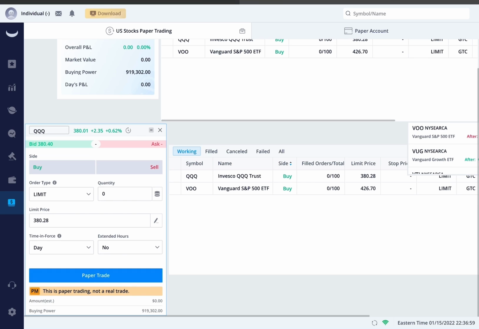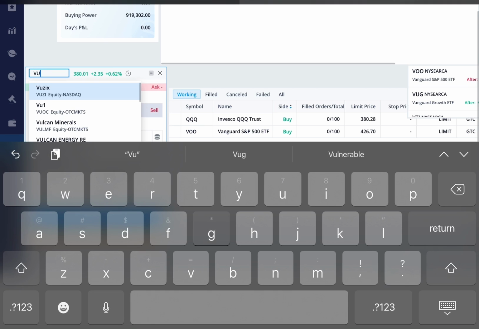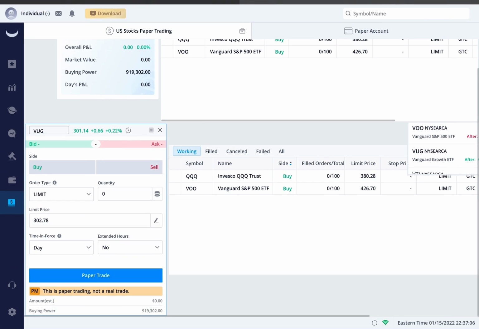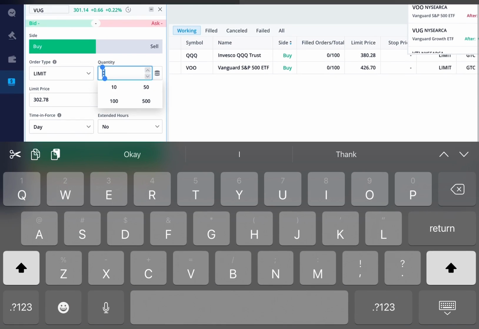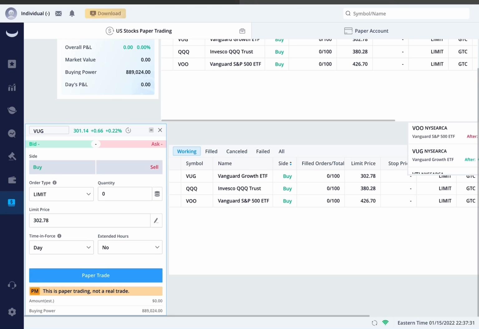Next, I'm going to buy another Vanguard product, which is VUG, and hit return there, and that is 301.14. I'm going to click on buy, and I'm going to use limit. Quantity is 100 shares at 302.76. Then I want GTC, extended hours, yes, and then paper trading. And so I want to do that.